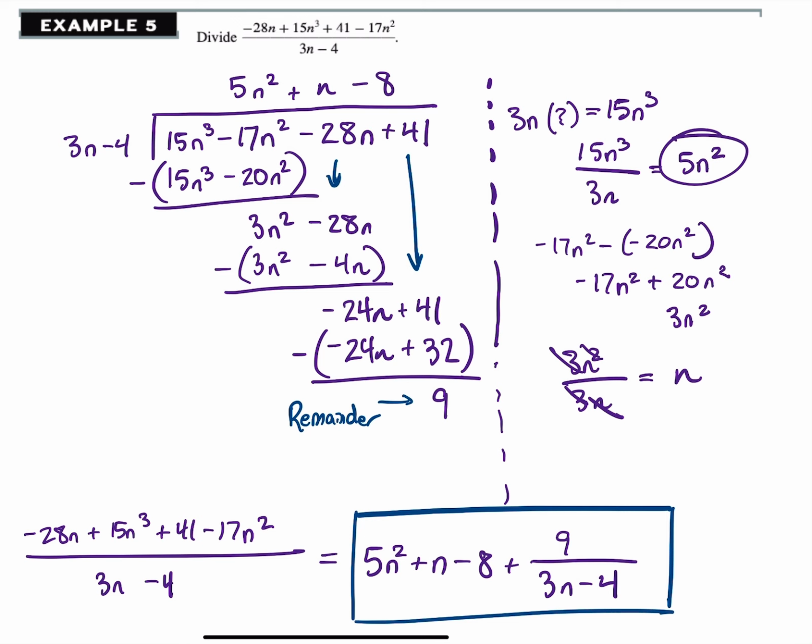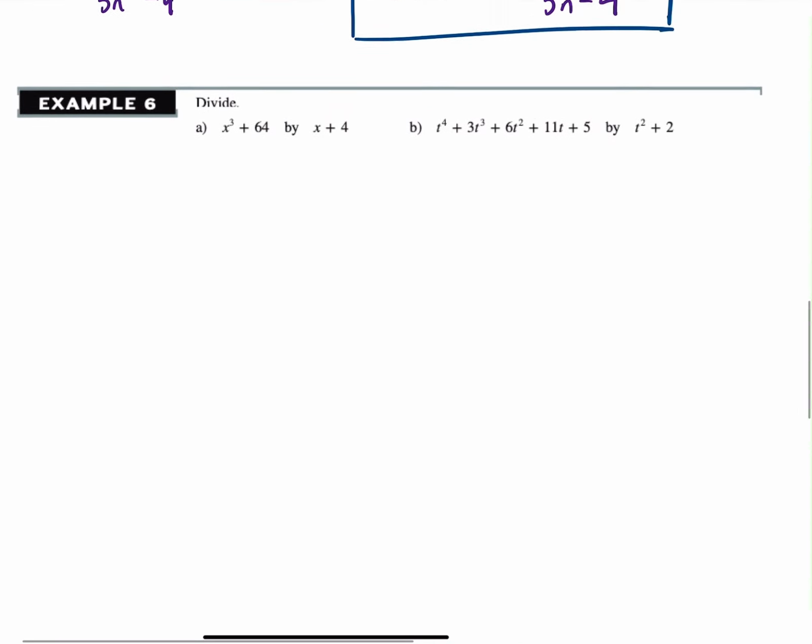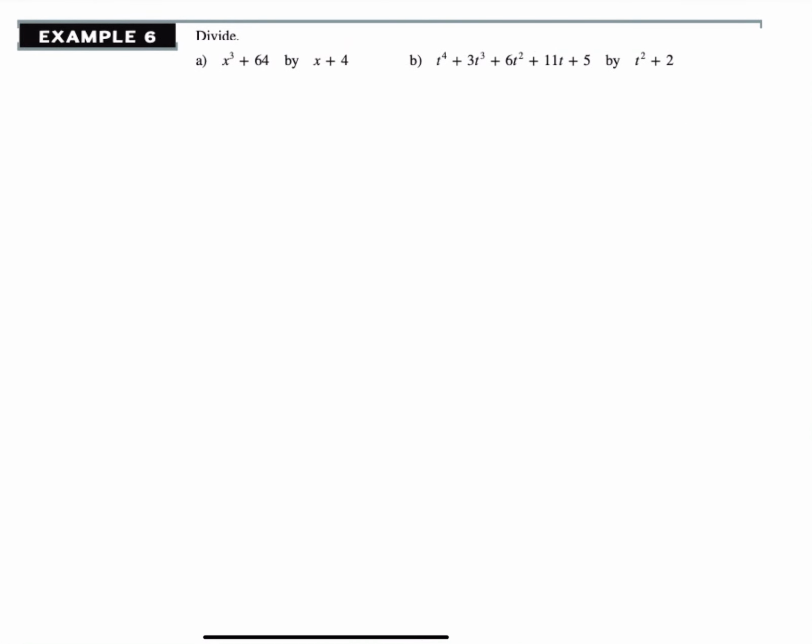All right, let's see one more example. Actually, we get two more, I think, in this next one. Yeah, we'll see some special cases here, I think. So we are asked in part A to divide x cubed plus 64. We're dividing that by x plus 4. So notice there's some missing terms. We have x cubed. We don't have an x to the second power or the first power.